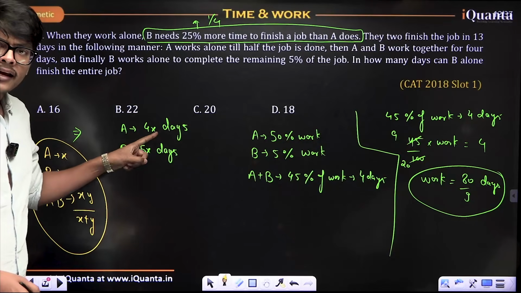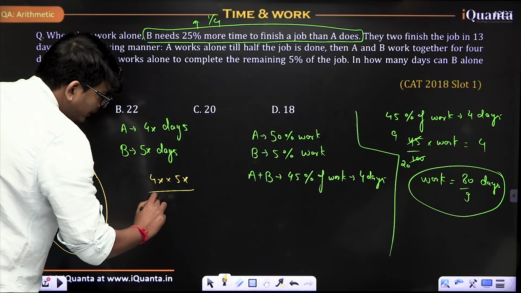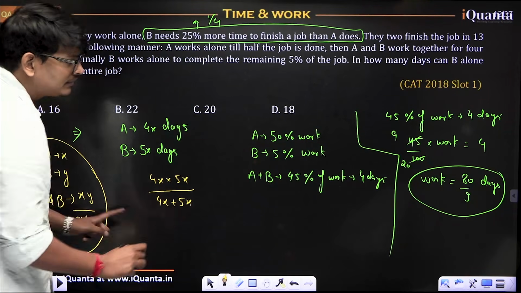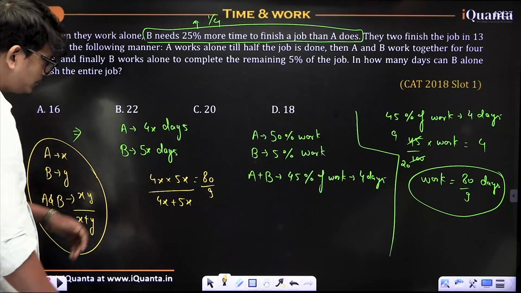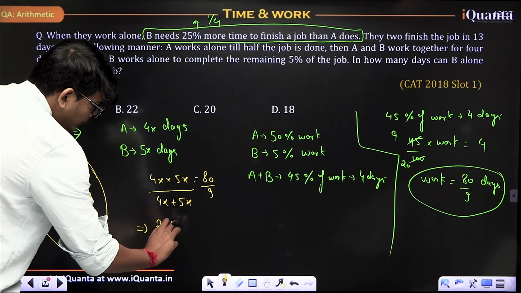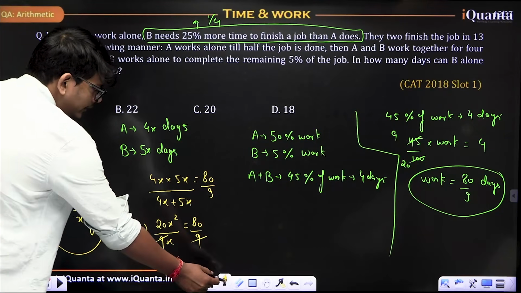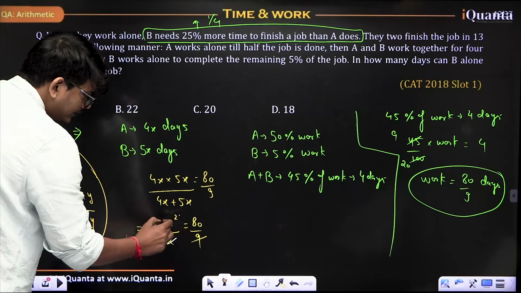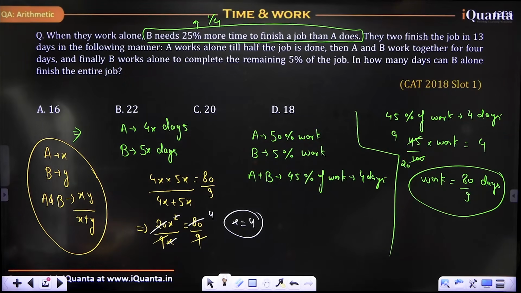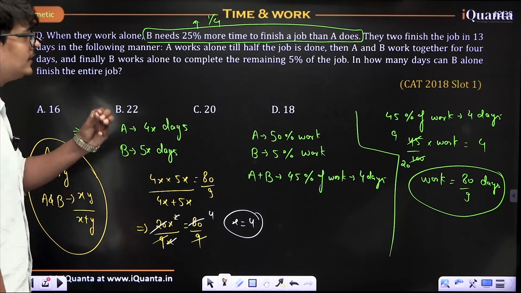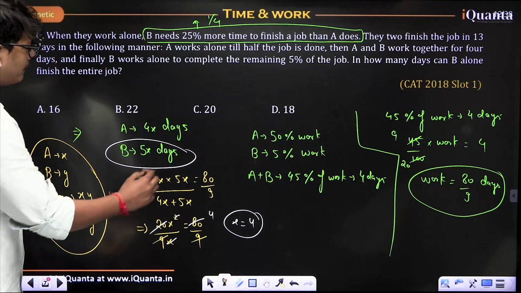Now, A is taking 4x, B is taking 5x. So 4x into 5x upon 4x plus 5x, and this will be equal to 80 by 9. Okay, so from this we will find out the value. 20x square upon 9x equals 80 by 9. 9 got cancelled out, x got cancelled out, this also got cancelled out, so x is equal to 4. Now what is the question asking? In how many days can B alone finish the entire job? So x value we know is 4, 5 into 4 is 20.